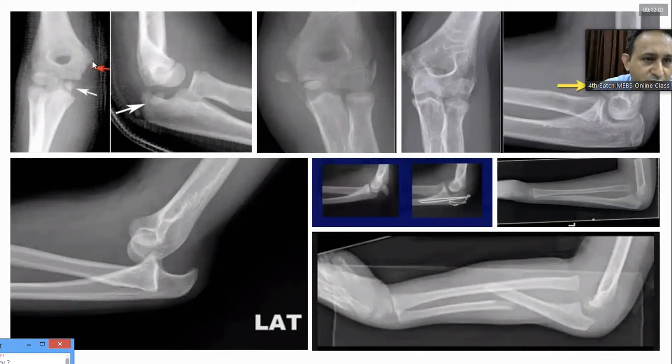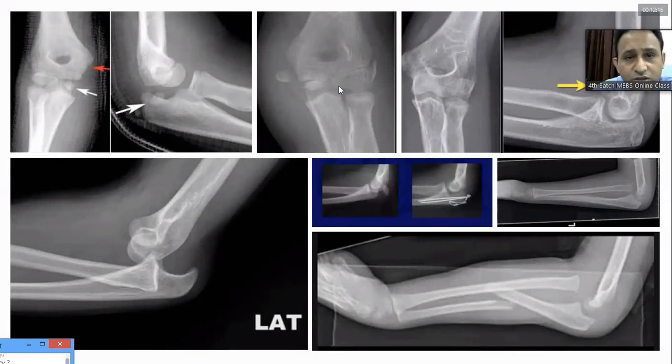So this is the fracture of the medial epicondyle. This is the medial epicondyle, which was supposed to be around here. That has fractured and gone inside the joint. So it's practically trapped inside the joint. That will cause limitation of range of motion unless you take it out and fix it back.